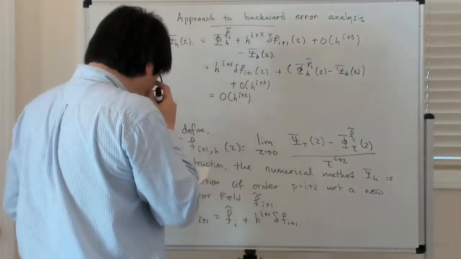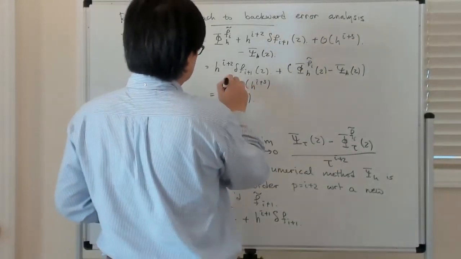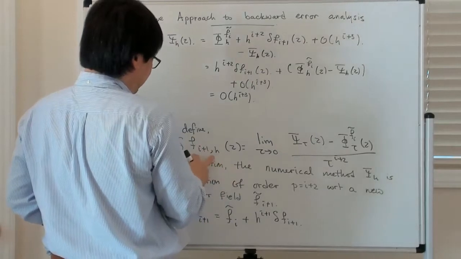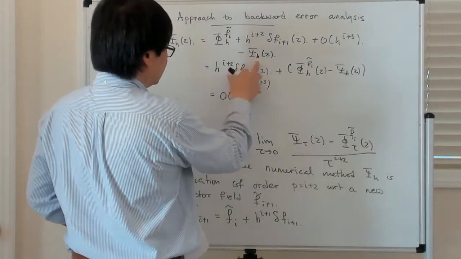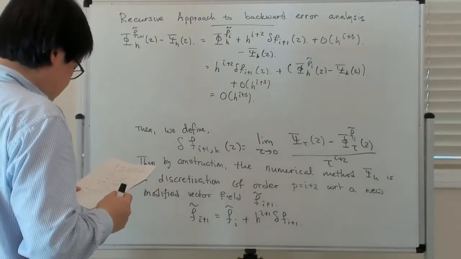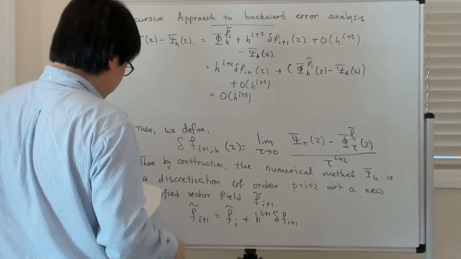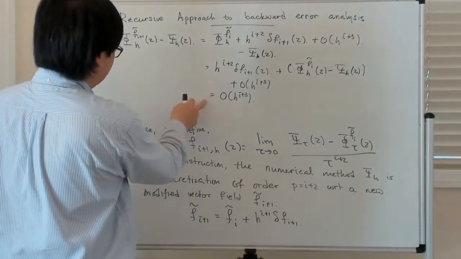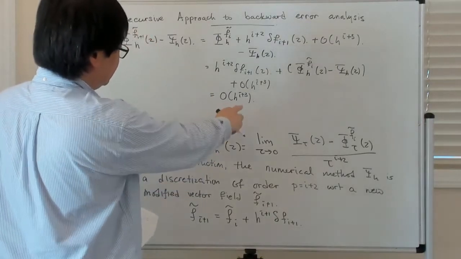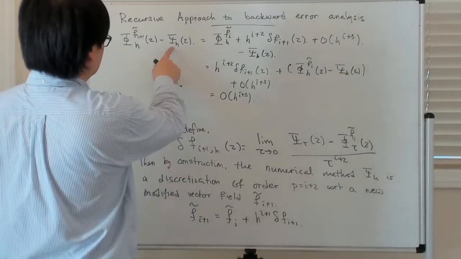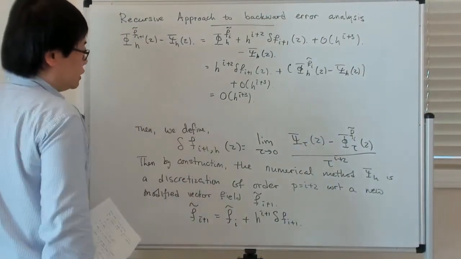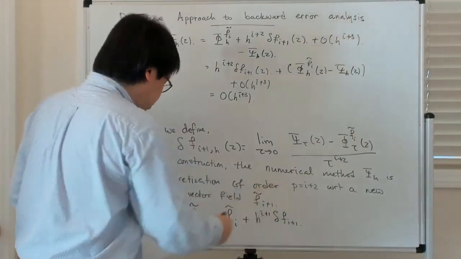Okay, and again, it's because by the definition of delta f I plus 1, this term will be cancelled out by this term, in the limit as h goes to 0. So that's just a simple calculation, and that tells you that now the truncation error is big O of h to the I plus 3, which means that the order to which the numerical method approximates this exact flow is I plus 2, which is exactly what we're trying to show.